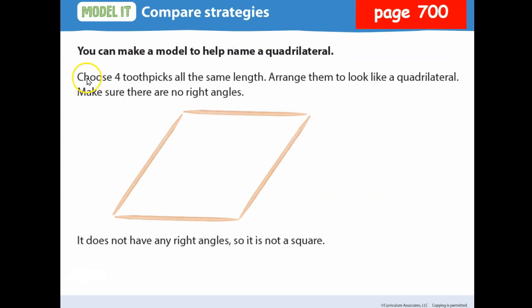Okay, so look, it says you can make a model to help name a quadrilateral. Okay, we have four toothpicks that are the same size. And we arrange them to look like a quadrilateral. And we just make sure that we don't have any right angles like this. See, no right angle because there's no, in other words, the line does not come here. It should be like this if it was going to be a right angle, but there's no line there. Okay.